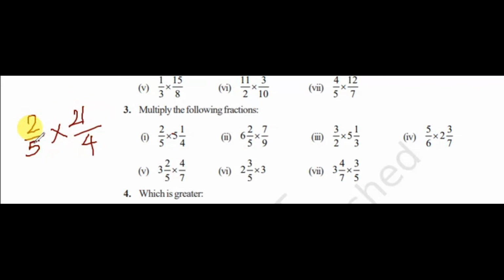Now here you have to see whether anything is getting cancelled out or not. This is 21 by 4, and 2 2s are 4, so we can cancel out with the 2. 2 1s are 2, 2 2s are 4. After this there is no common factor, so we have to multiply the numbers. 1 21s are 21 and 5 2s are 10. So you will get 21 by 10 as the answer.